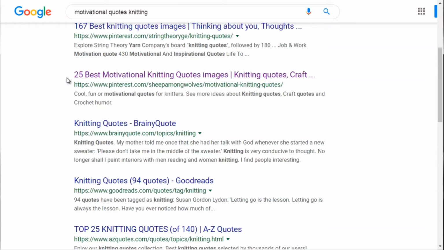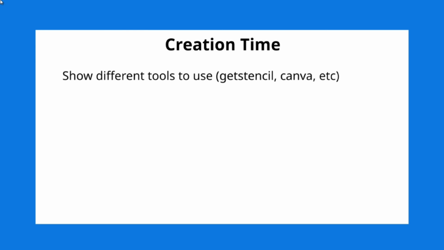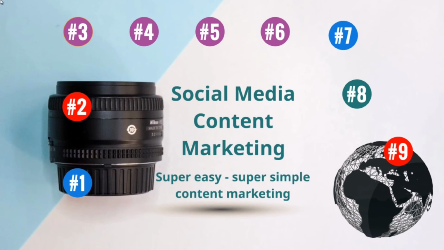All right. So now let's move on to the next video. Creating these simple pieces of content. Now I'm going to show you different tools that you can use to create these pieces of content. Some of them range from using a site called GetStencil, Canva, and more. I'm going to show you how to use GetStencil in just a minute.